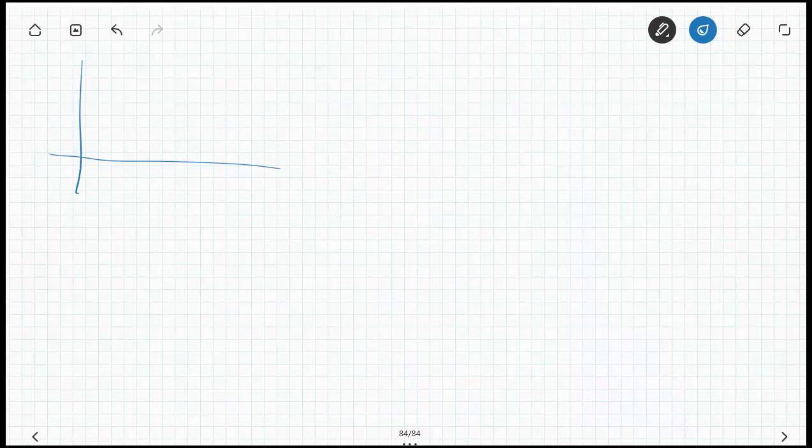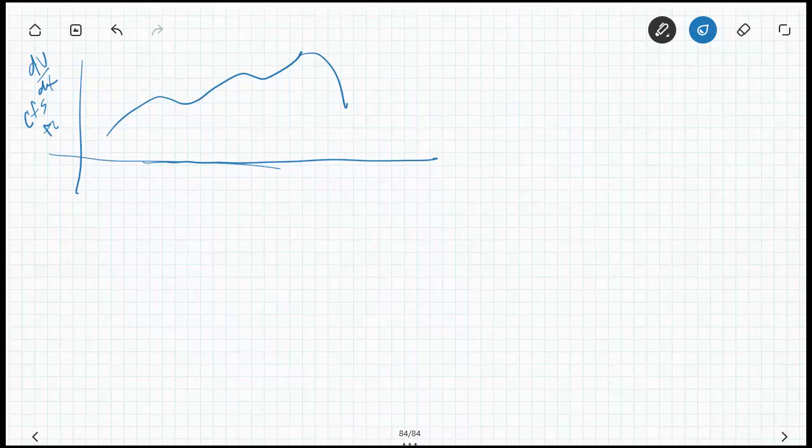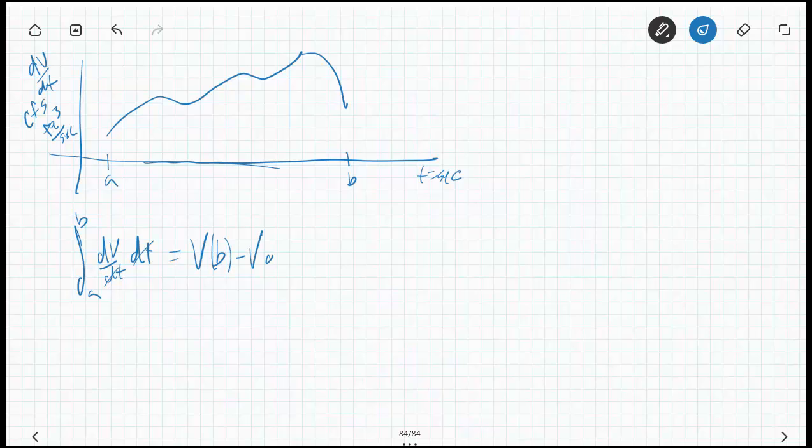If I had a function that represented the flow of water in a river, that's typically represented by dV over dt, and this is usually CFS, or cubic feet per second. And then over here would be seconds, so t equals seconds, right? And this is from A to B. Again, if I take the integral of dV over dt from A to B, these guys go away, I get dV. So this would be V of b minus V of a.